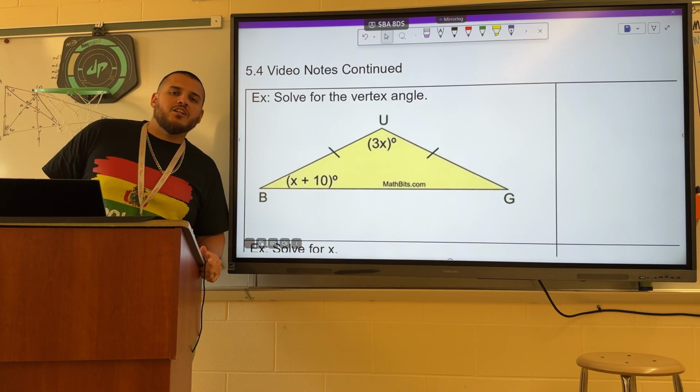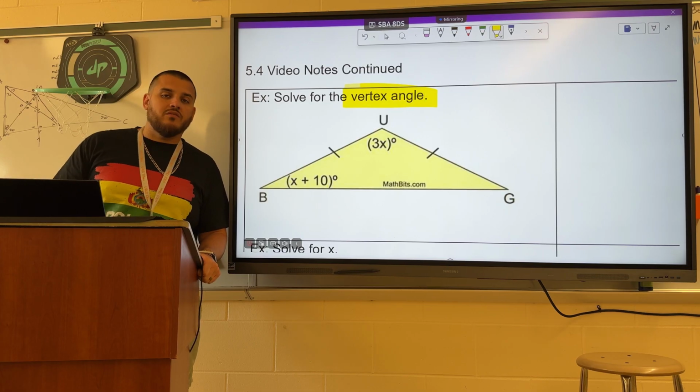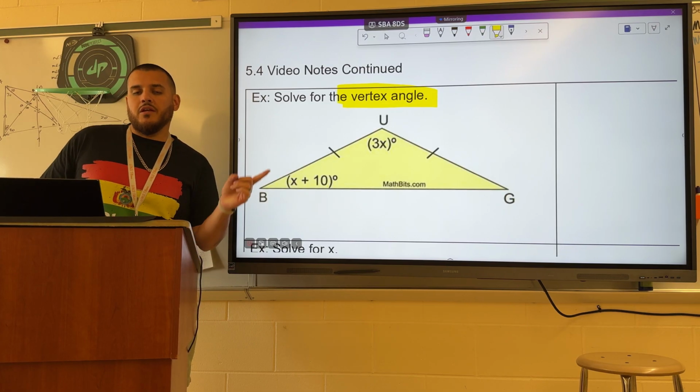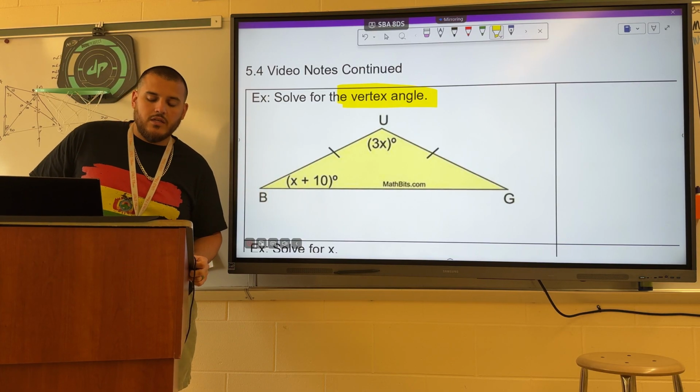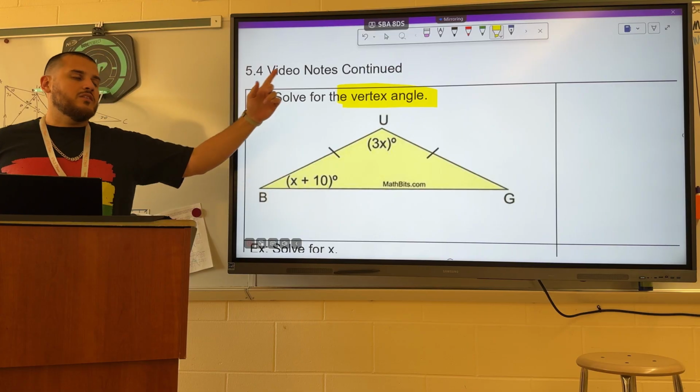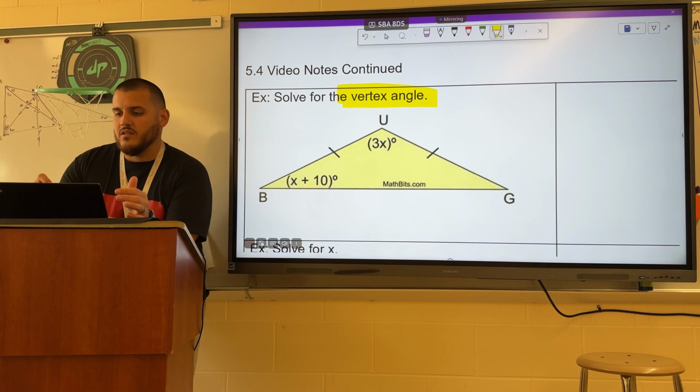Of course, we have to make the algebra a little bit more complex, and we also just have to hammer home this point of knowing the parts of our triangle. This question is asking me to solve for the vertex angle, right? I'm gonna show you how to solve for x first, and then we'll come back to that and make sure that we know how to understand what angle it's asking us for.